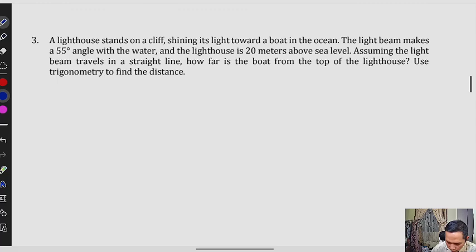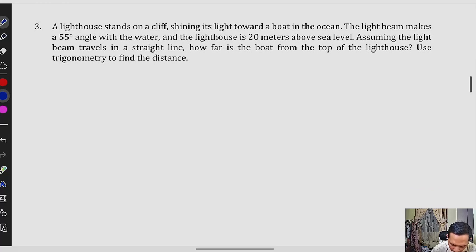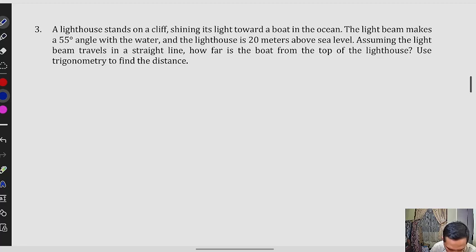Next, question number 3. A lighthouse stands on a cliff, shining its light toward a boat in the ocean. The light beam makes a 55-degree angle. Okay, let's make the lighthouse first. We have the lighthouse, make it vertical here. This is the lighthouse, everyone. And the lighthouse has a light, of course. It's shining toward a boat in the ocean.